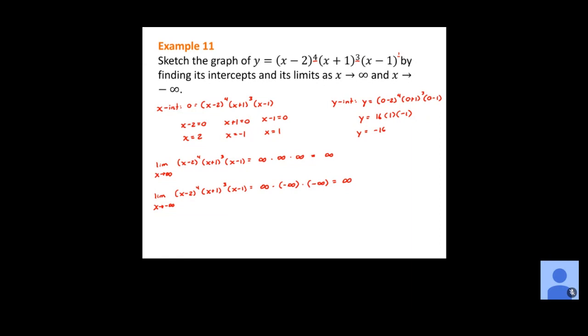So that's where we're headed in section 3.5, is taking information like this with our limits as we go towards infinity and negative infinity, finding any vertical asymptotes, finding all of our intercepts, finding mins and maxes based off what we did in the previous section, thinking about concavity, and then using all of that to actually sketch some of these graphs. Okay? Any questions here now?